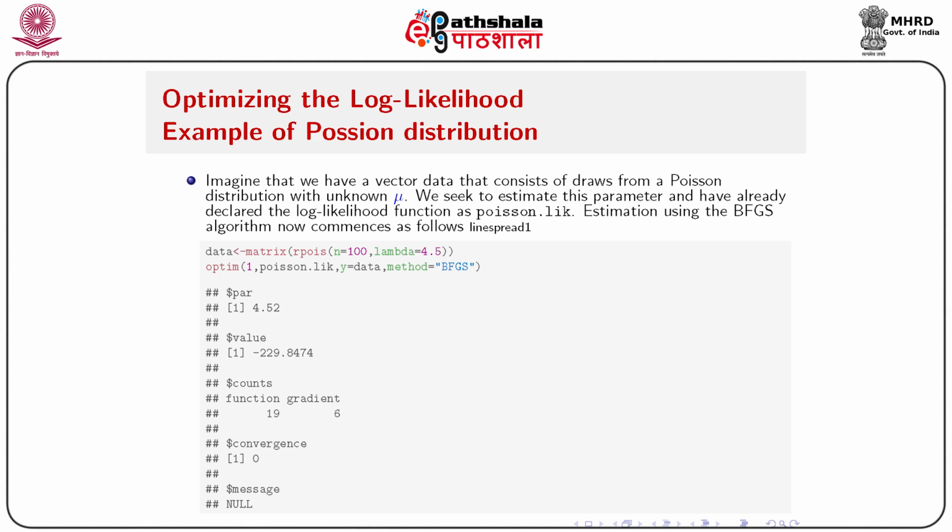We assumed 4.5, and the estimate is giving 4.22. Increase the sample size and you will get higher accuracy. The log likelihood value is minus 1.85, the counts are function 20 and gradient 6, the convergence is 0, and the message is null. So these are the outputs of the optim function. The estimate would be given.